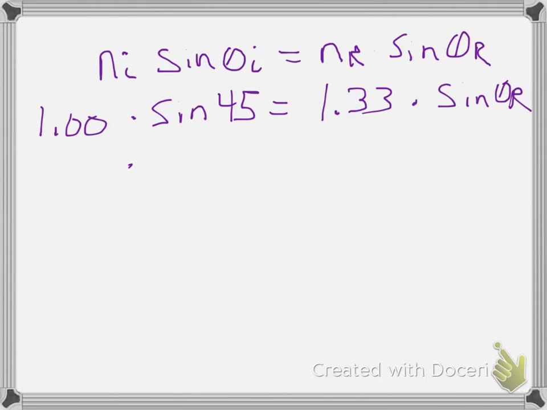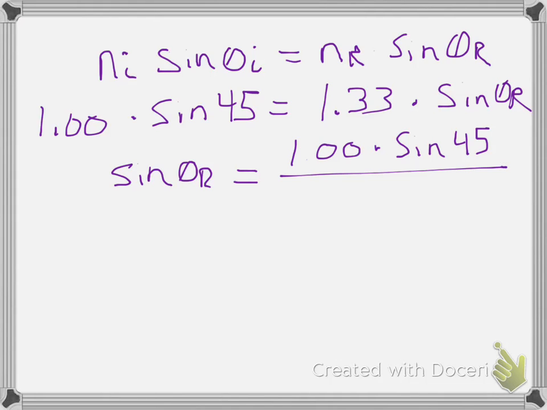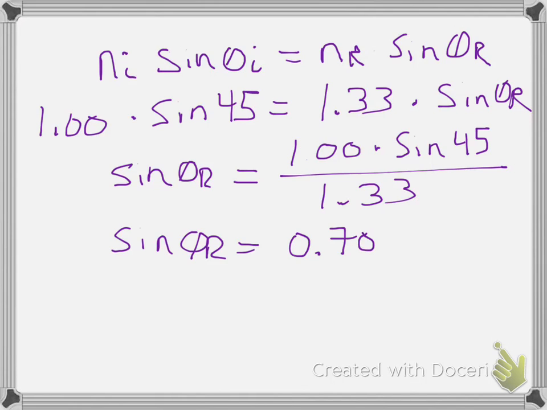We're going to rearrange that, so the sine of theta r equals 1 times the sine of 45 divided by 1.33. The sine of theta r equals 0.70710678. That's going to go on and on, so I'm just putting down those numbers.